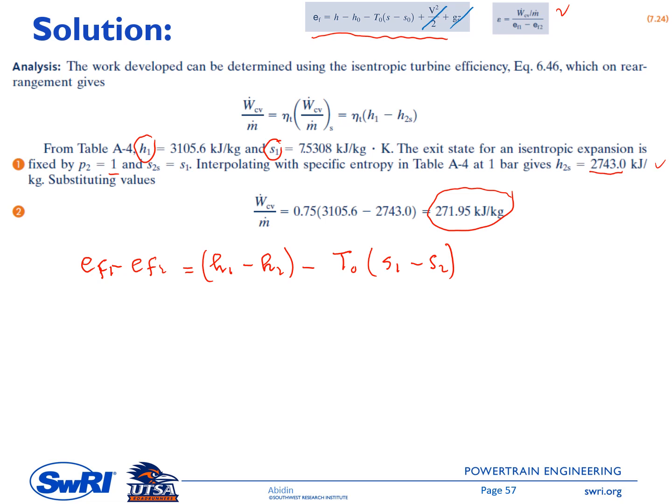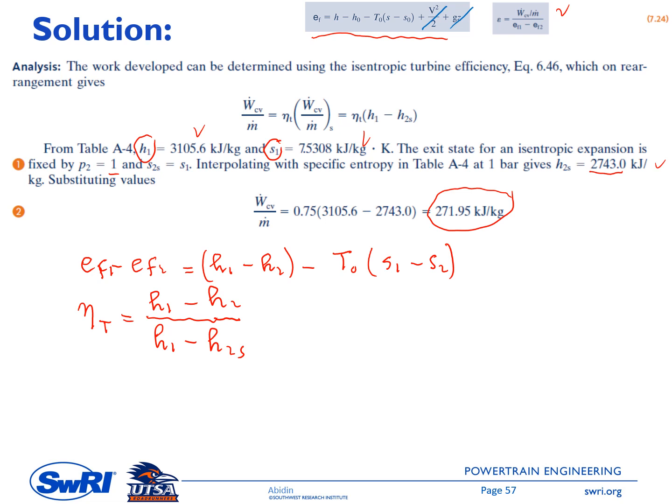H1 has been calculated already, and H2 we need to calculate. T0 is given. T0 is 298 Kelvin, and S1 is also here, and we need to calculate S2. So first let's calculate H2. H2 can be calculated from the efficiency formula based on the energy. So in this case, the efficiency of the turbine equals H1 minus H2 over H1 minus H2S.